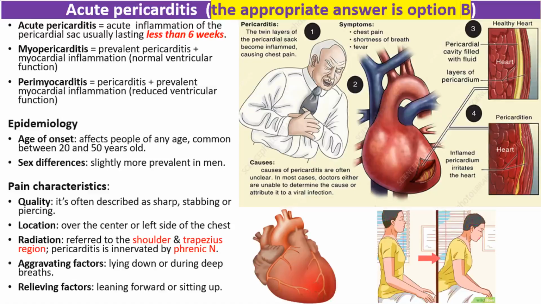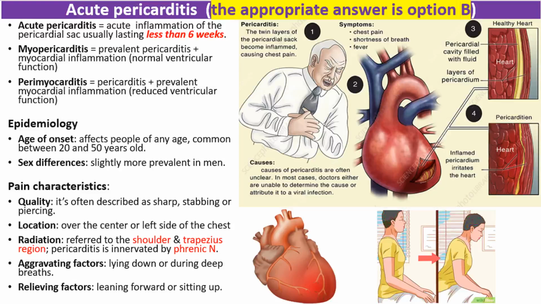Acute pericarditis is an inflammatory condition of the pericardium that is the fibrous sac surrounding the heart. The term myopericarditis, or perimyocarditis, is used for cases of acute pericarditis that also demonstrate myocardial inflammation. Myopericarditis is used for cases with prevalent pericarditis and normal ventricular function. Perimyocarditis is used for cases with prevalent myocarditis and if ventricular function is reduced with evidence of new wall motion abnormalities or reduced ventricular function.